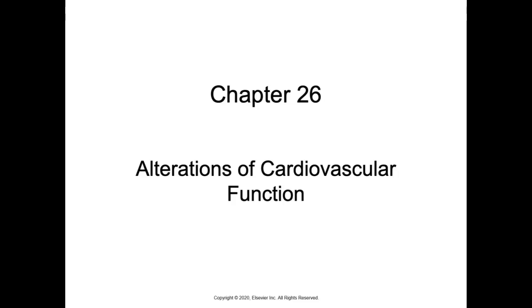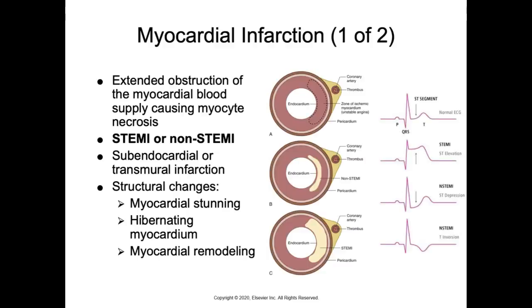Hello and welcome to a second part on chapter 26, where we are going to continue to talk about alterations of cardiovascular function. So we'll pick back up at myocardial infarctions, and this is going to be an extended obstruction of myocardial blood supply causing myocyte necrosis. So essentially the coronary blood flow is interrupted and the cardiac muscle is not getting enough blood, enough oxygen.